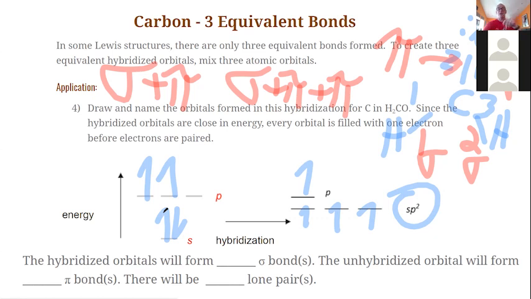Okay. Sigma bonds are made from hybridized orbitals. So my three electrons to fill those orbitals, one is going to come from this hydrogen. The other is going to come from this hydrogen. That's two. And the third one is going to come from this oxygen. What's going to be the hybridization around that oxygen? How many regions of electron density around that oxygen? Three. That's right.